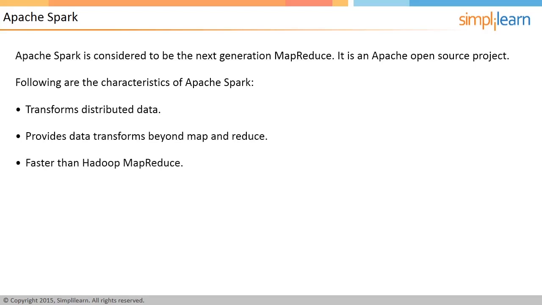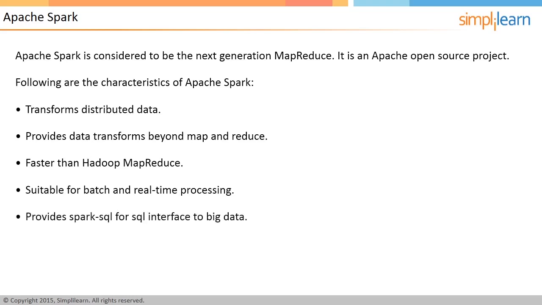Spark is suitable for batch and real-time processing. It provides Spark SQL for SQL interface to big data. It provides built-in libraries for machine learning and graph processing. Machine learning consists of programs that can learn based on the data without being explicitly programmed. A graph is a set of nodes and edges connecting these nodes. Graph processing consists of algorithms to process the nodes and edges of a graph.